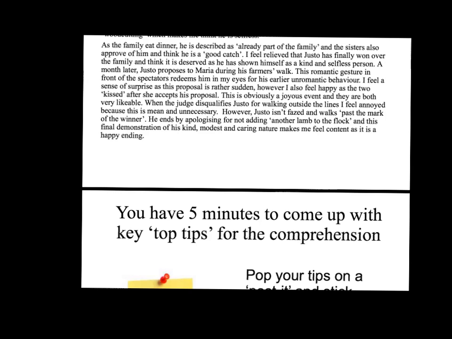When the judge disqualifies Justo for walking outside the lines, I feel annoyed because this is mean and unnecessary. However, Justo isn't fazed and walks past the mark of the winner. He ends by apologising for not adding another lamb to the flock.